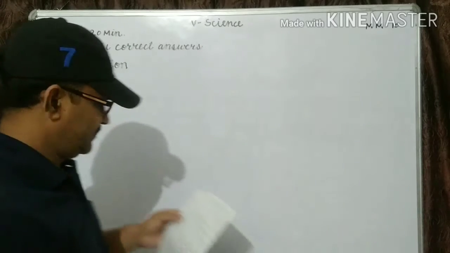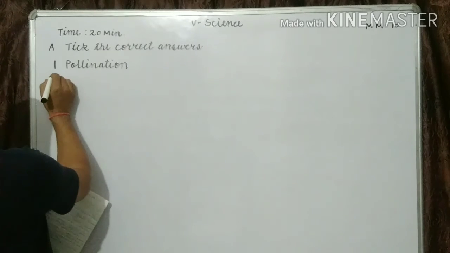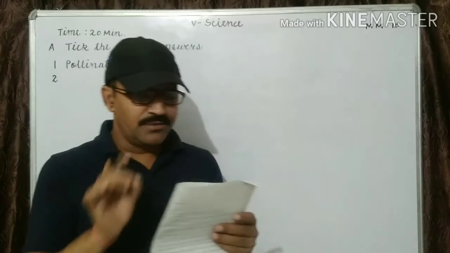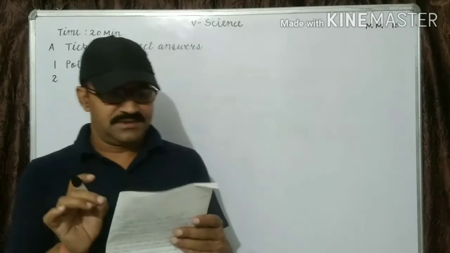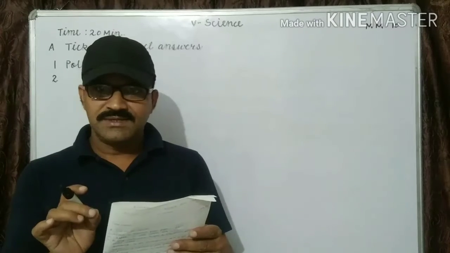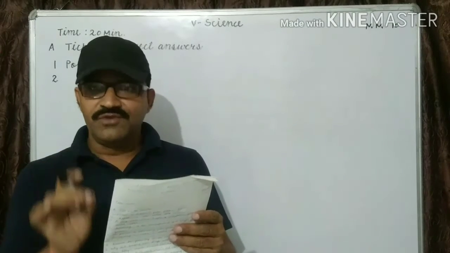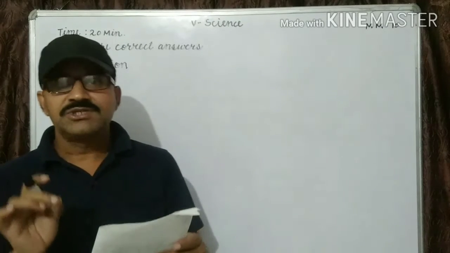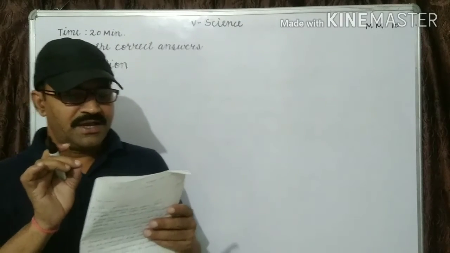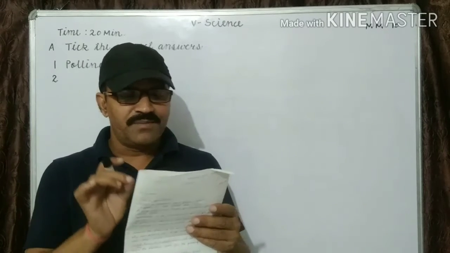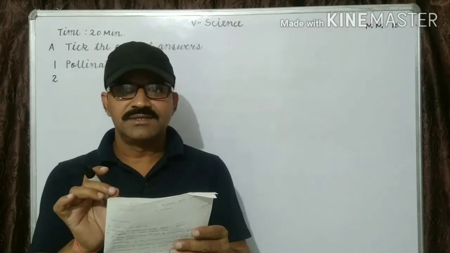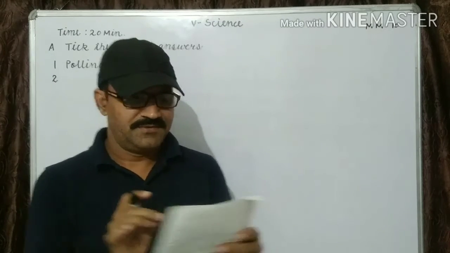Second question, an ovary of a flower contains A. pollens, B. ovules, C. anther, or D. stamens. An ovary of a flower contains, answer is ovules.